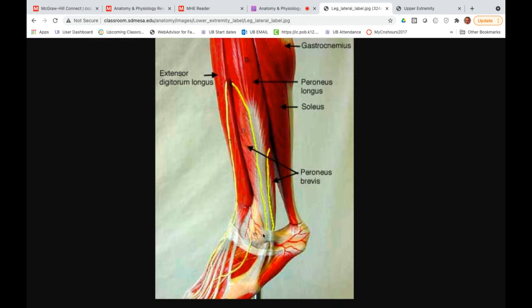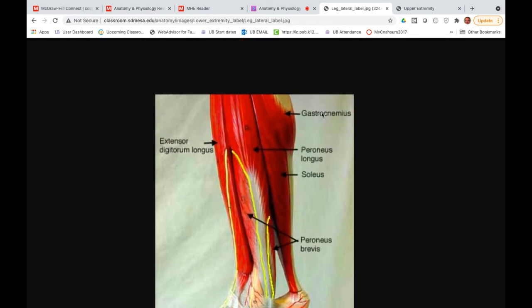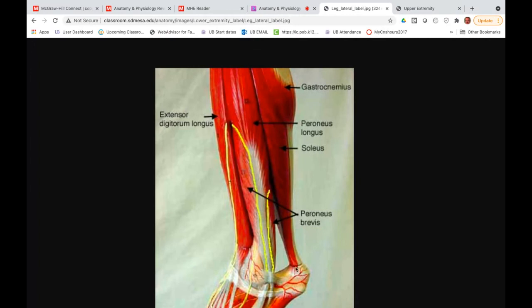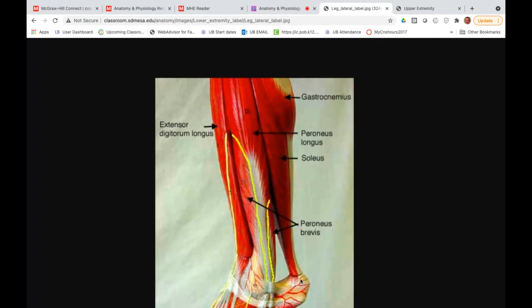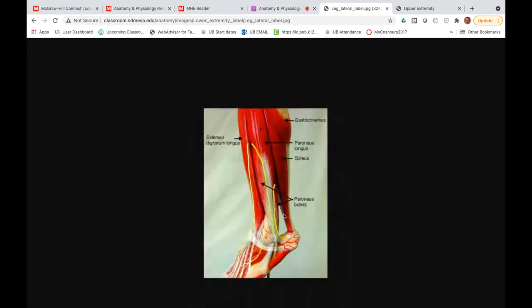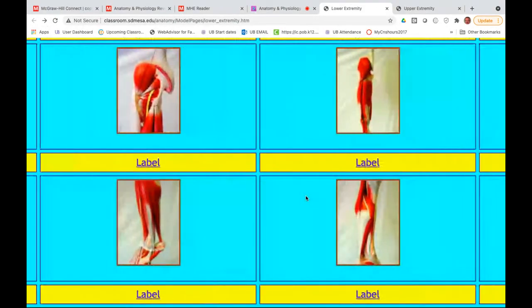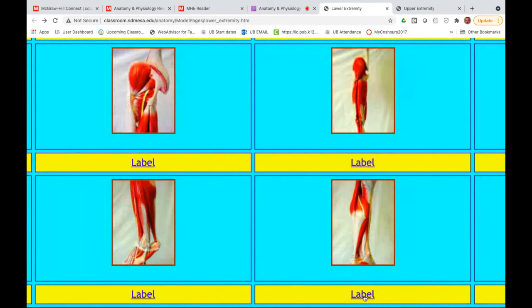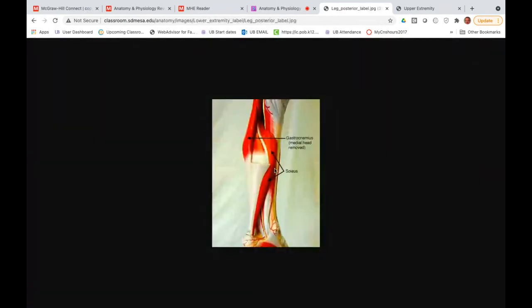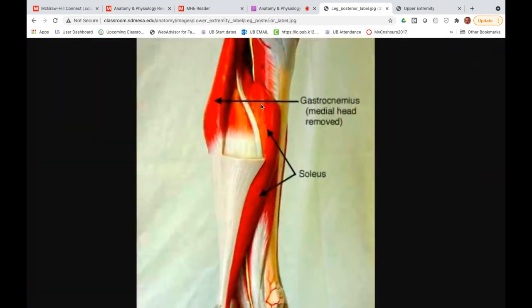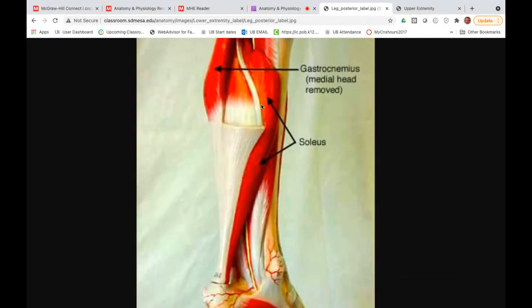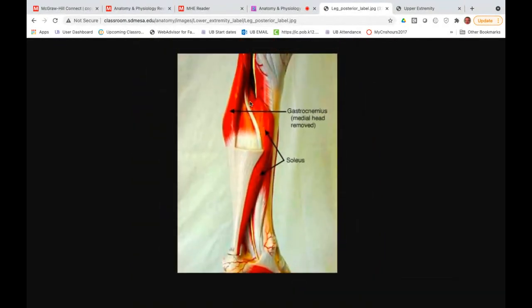Your gastrocnemius and your soleus, those are posterior muscles. There's your Achilles tendon attaching to the calcaneus. Plantar flexors. Let's look at the posterior leg again. Now what we did here, just to show you, let's zoom out a little bit. Here is the lateral head of the gastrocnemius.